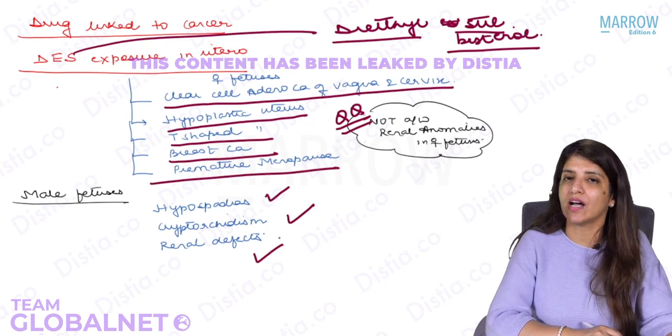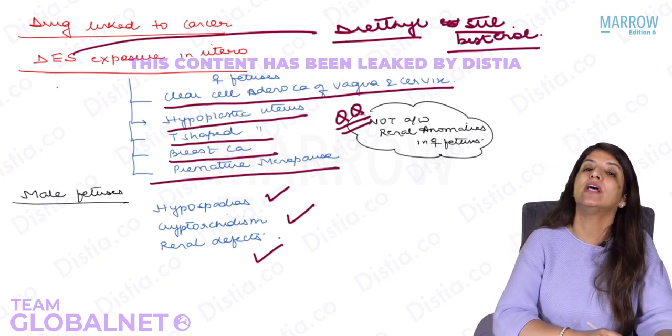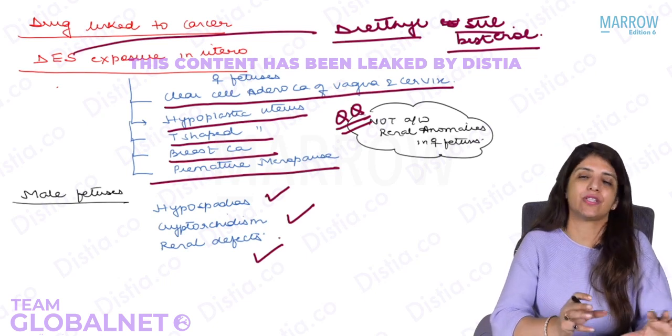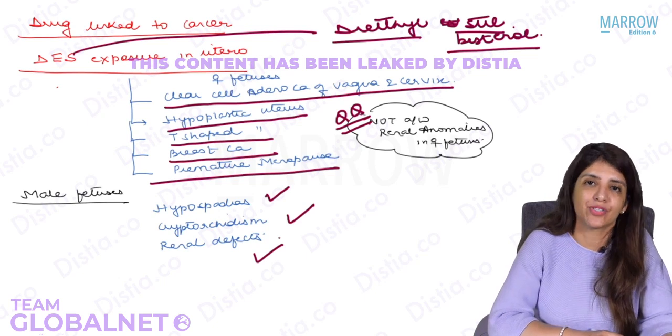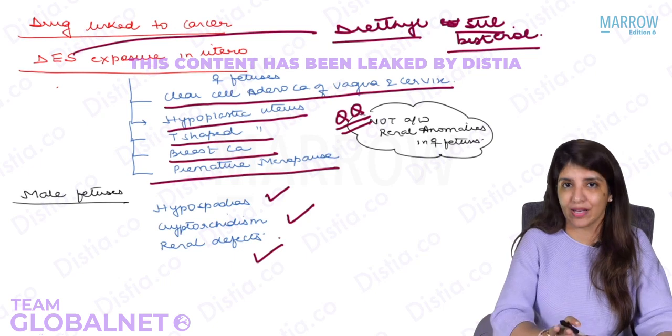So renal defects are seen in a male fetus who has been exposed to diethylstilbestrol. Renal defects are not seen in a female fetus exposed to diethylstilbestrol. Now, don't ask me the reason why. This has been seen and I'm telling you this fact, right?